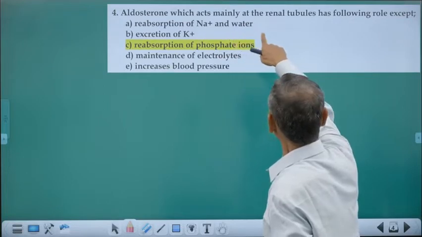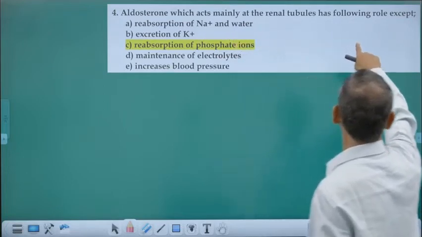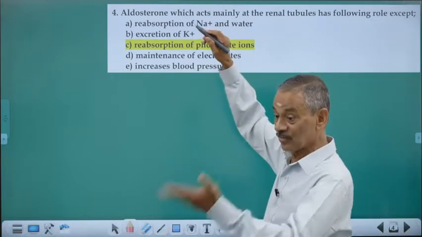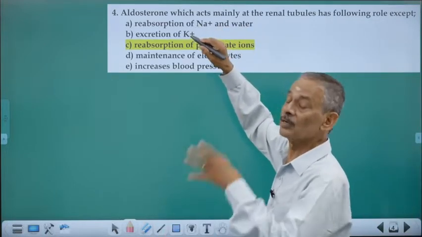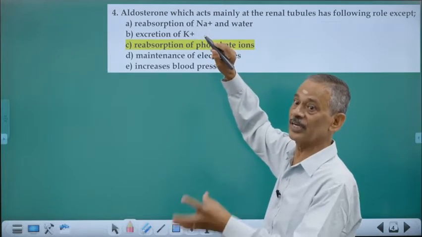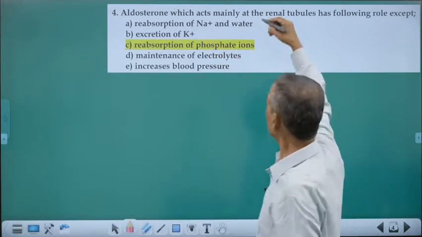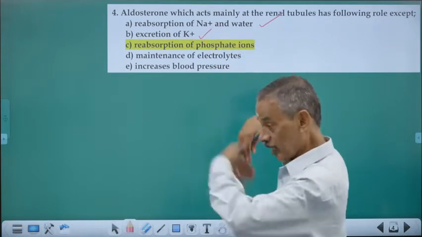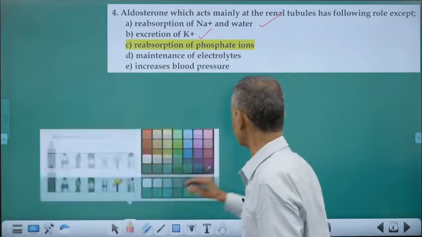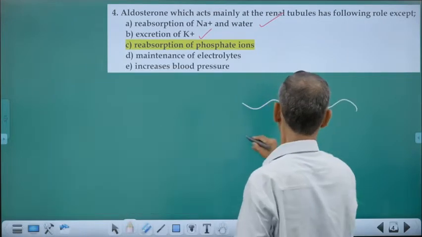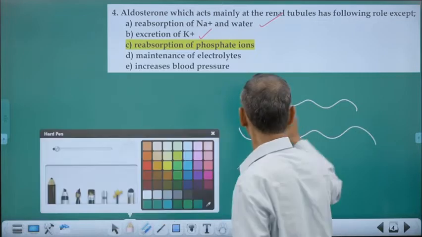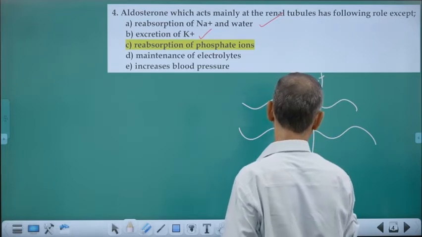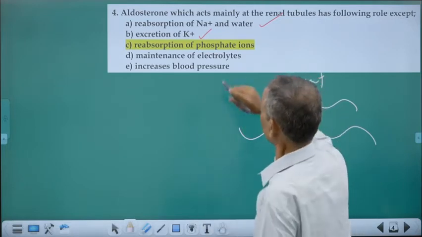Aldosterone, which acts mainly on the renal tubules, has following role. What are the role of this one? Aldosterone is responsible for the absorption of sodium, so that osmolarity of the blood is increasing, thereby ability to absorb water. It is also responsible for elimination of potassium. You can see that in the DCT. Sodium potassium balance. Sodium is absorbed and potassium is released. That's how sodium potassium balance is maintained.